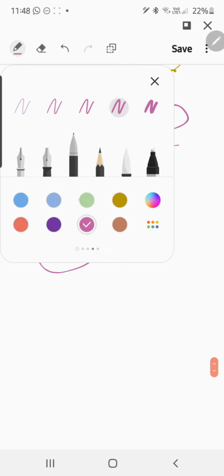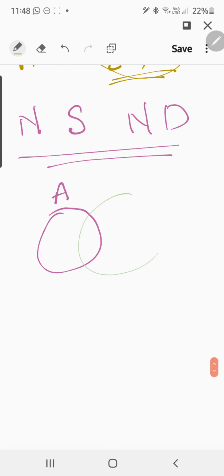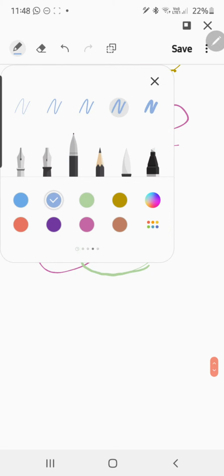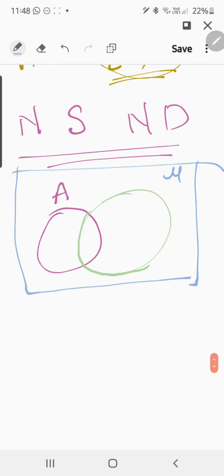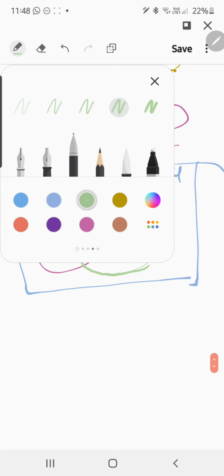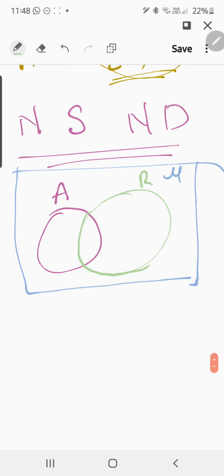It's very simple. First take one circle, name it as A. Then take one more circle, name it as B. These are our two sets. This is our complete box, the universal set, and this is our B.